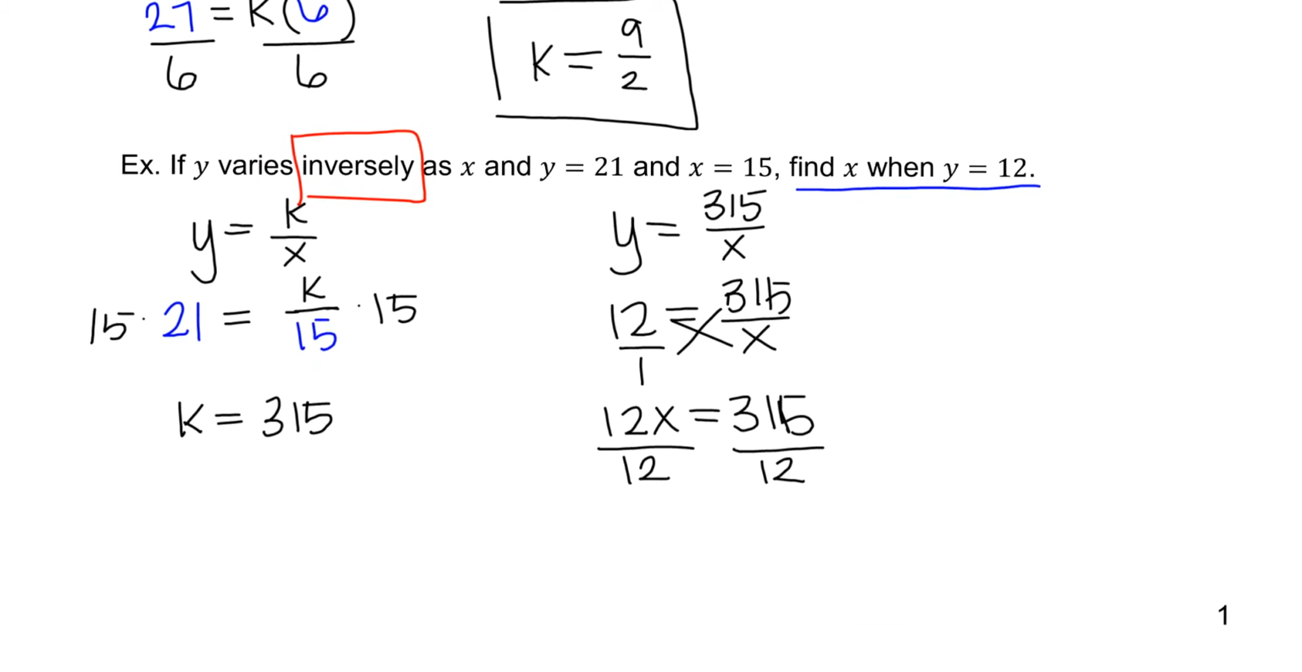Well, when I divide 315 by 12, it is a decimal, which we want to leave as a fraction. And we're going to write a fraction in simplest terms. Well, 315 and 12 are both divisible by 3. So when I divide them both by 3, I'm going to get 105 over 4. So x is 105 over 4.